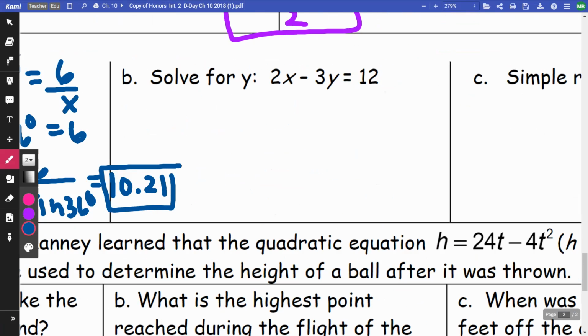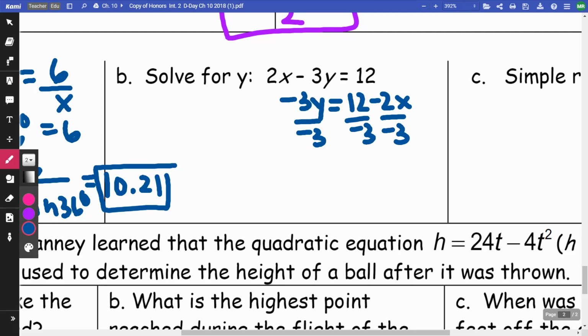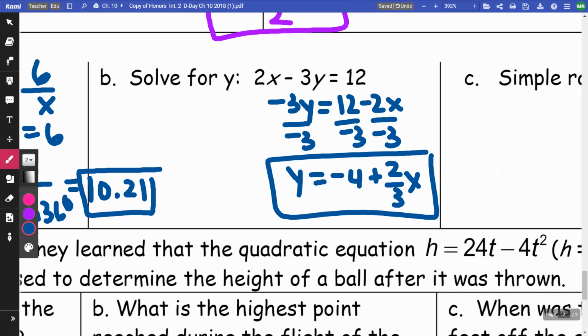On letter B, we're solving for y. So this is going to be a negative 3y is equal to 12 minus 2x. I'm going to divide by a negative 3, divide by a negative 3, divide by a negative 3. Y is equal to negative 4 plus 2/3 x. I could also have had the 12 minus 2x all over negative 3.